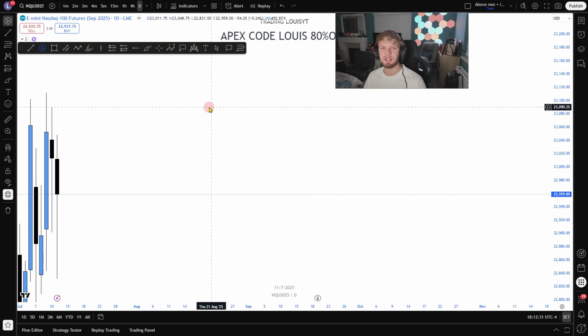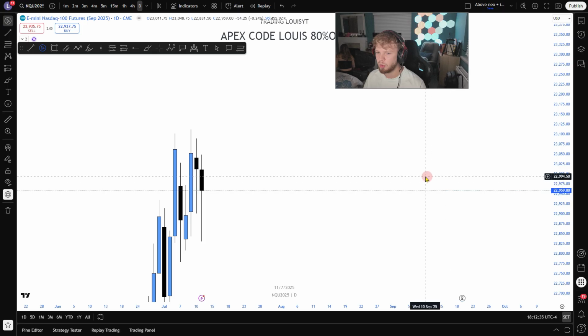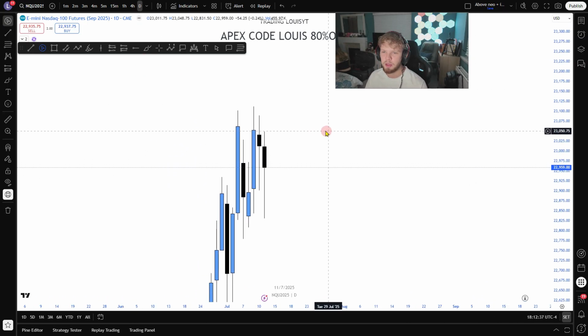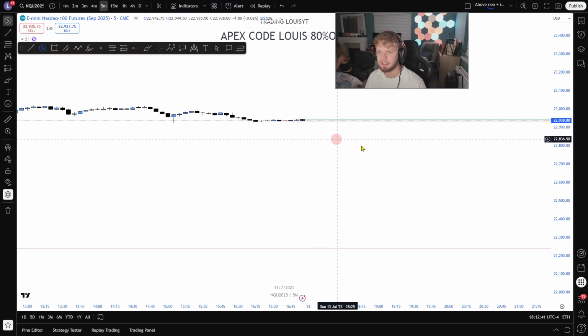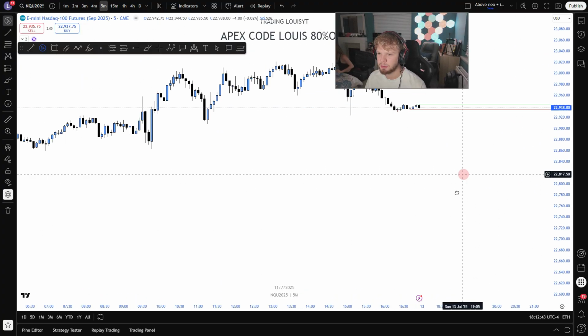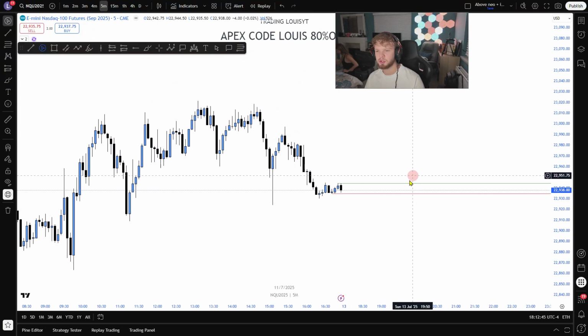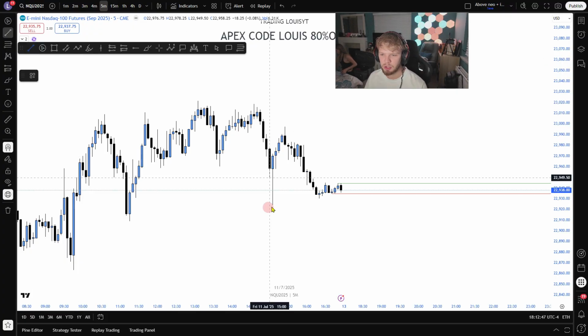First of all, you need to understand what liquidity is. There are different types of liquidity, but all liquidity is simply where other people's stop losses are resting in the market. So let's say we are looking at the chart, where does price like to be drawn to? Price likes to be drawn to liquidity because that's where stop orders are resting.